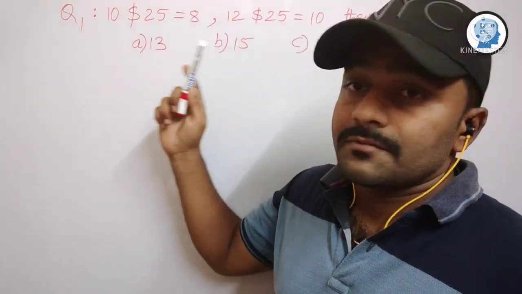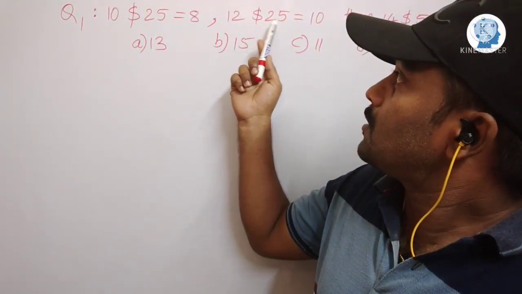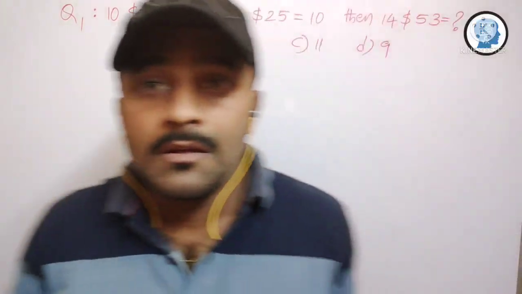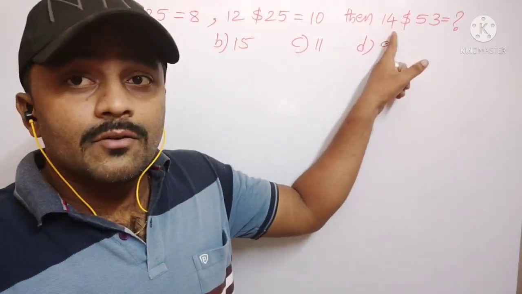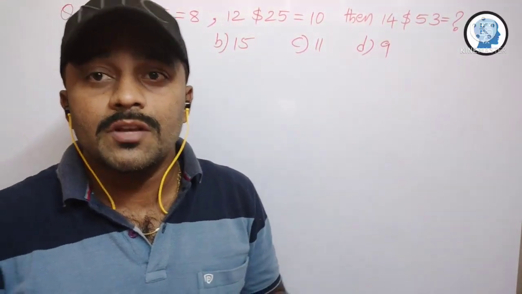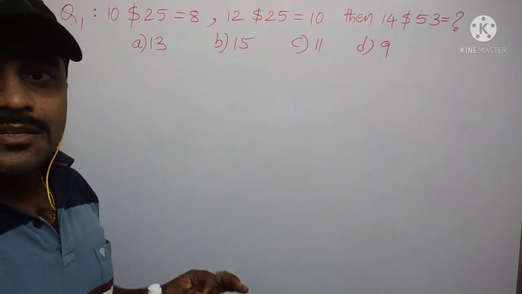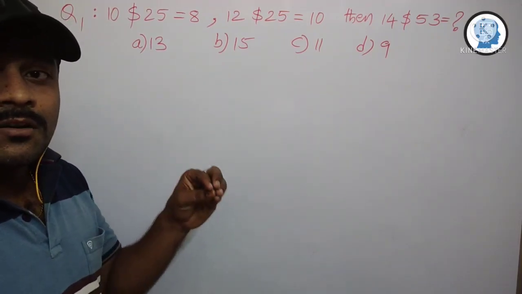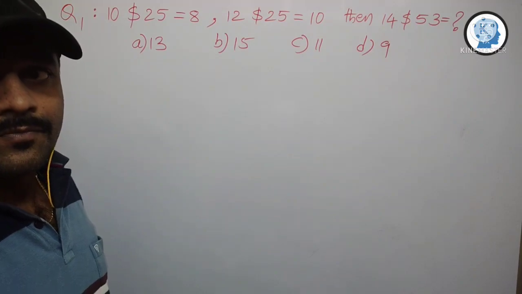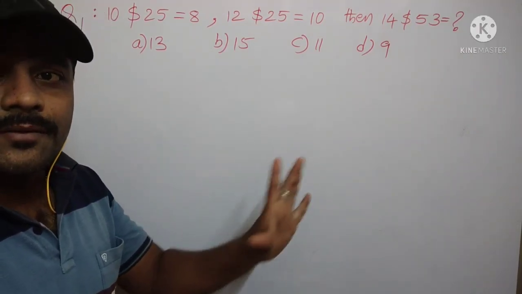$10.25 is equal to 8. Here they used the symbol dollar. $12.25 is 10. Then we want to find $14.53 is equal to how much? Dollar is a special symbol used here. The dollar holds a special logic. So to solve this one, first of all keep dollar away.